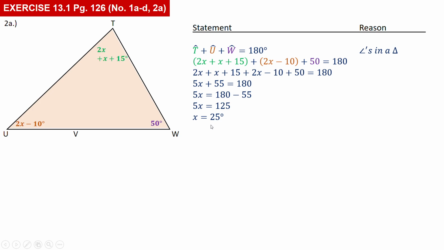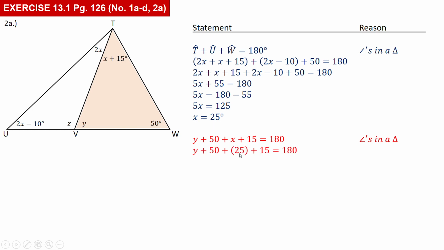Alright, then I still need to work out y and z. Okay, so I'm going to put that line back, and I'm going to work in this triangle over here, angles in a triangle. So this plus this plus this is equal to 180 degrees, angles in a triangle. I know that x is equal to 25, so I can substitute that in. And once I've done that, I can solve, and I find that y is equal to 90 degrees. Okay, so you're working with a 90-degree angle there, even though it doesn't look like it. Remember, it's not drawn to scale.